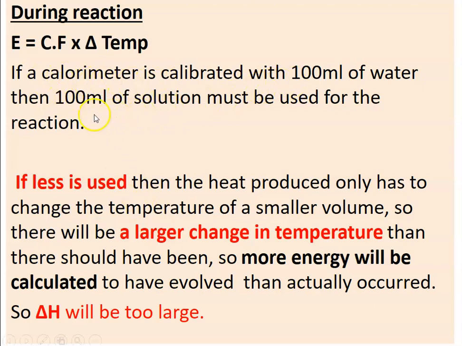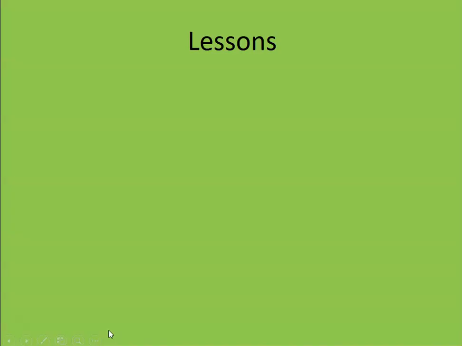If it's calibrated with 100 mils of water, then 100 mils of water must be used in the reaction. If less is used, then the heat produced only has to change the temperature of a smaller volume. So there will be a larger change in temperature than there should have been, so more energy would be calculated to have evolved than actually occurred. So the change in H would be too low. So you need to be able to work out, if you altered the amount of water from when you calibrated it to when you used it, how would that affect your kilojoules per gram or kilojoules per mole?